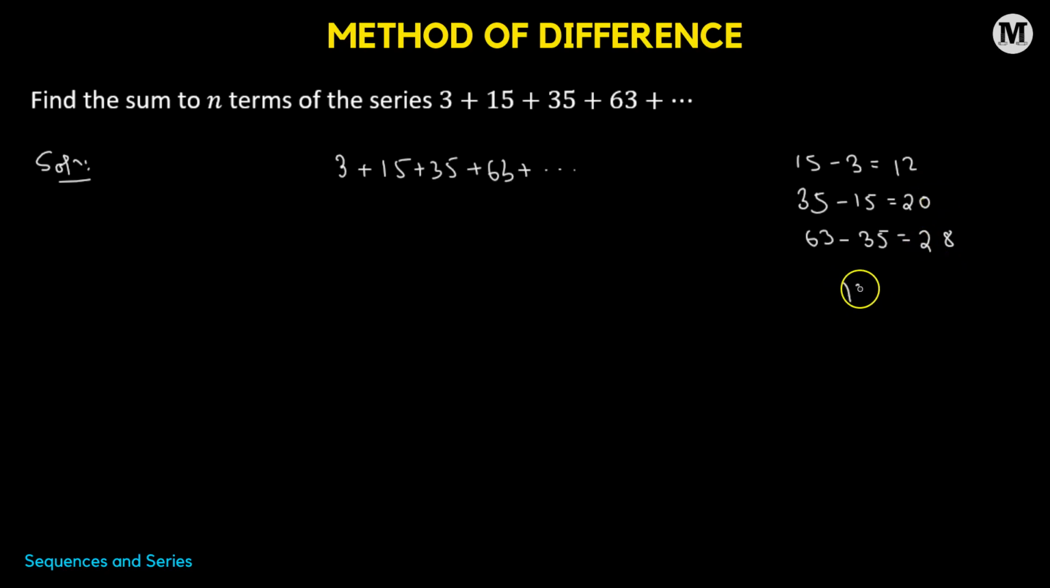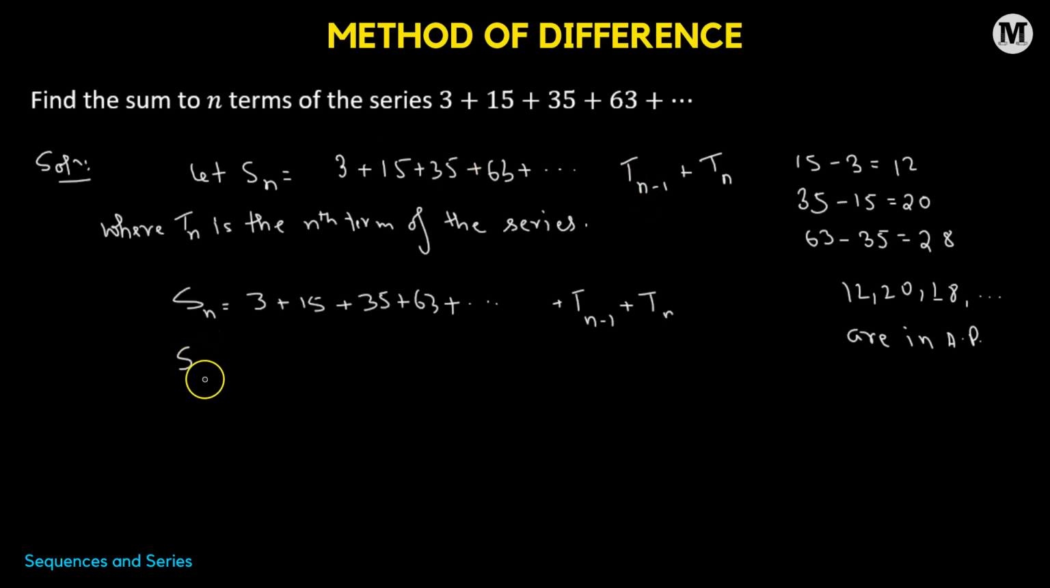Now we observe here that 12, 20, 28, and similarly the rest of the terms, are forming an arithmetic progression. So what we will do here is use the method of difference to obtain the sum to n terms. Let us suppose that this series is represented by Sn. Then what is the nth term of this particular series? We will assume that the nth term is given by Tn. That means if it is Tn, then the second last term will be denoted by Tn minus 1.